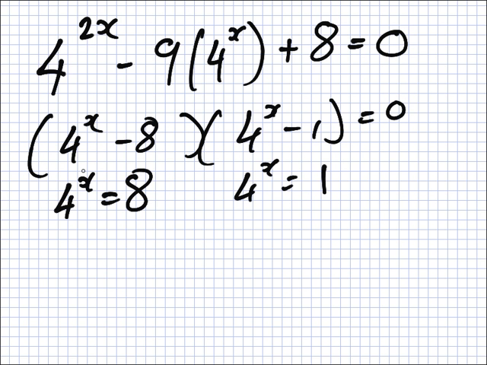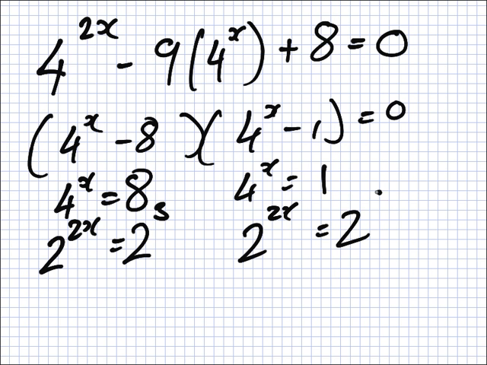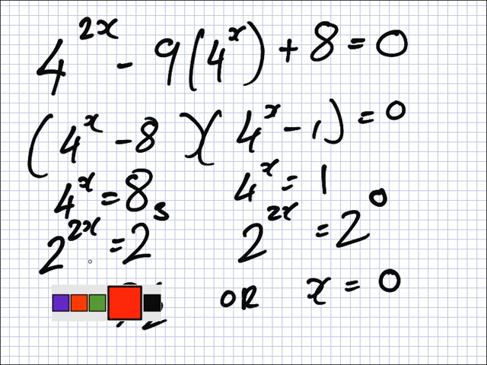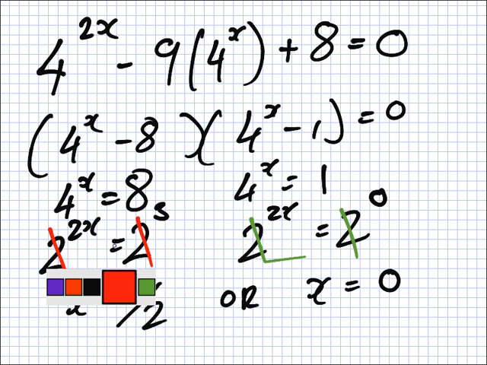Now 4 is 2 squared, isn't it? So you could say this is 2 power 2x equals 2 power 3, or 2 power 2x equals 2 power 0. So this means x equals 3 over 2, or x equals 0 over 2, which is 0, because you can cancel the 2s here and here. You know that all numbers power 0 equal 1. Any number except 0, power 0 is 1.